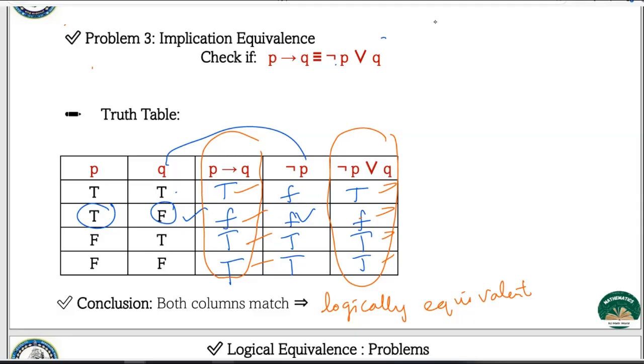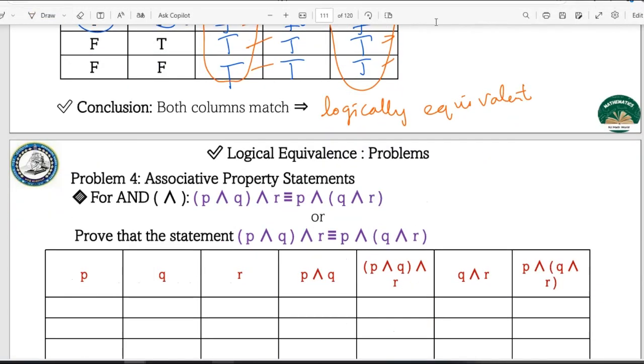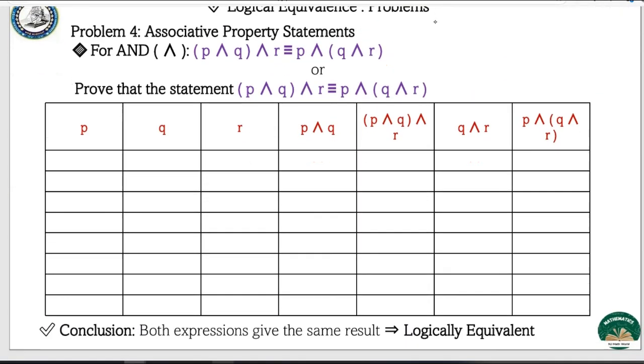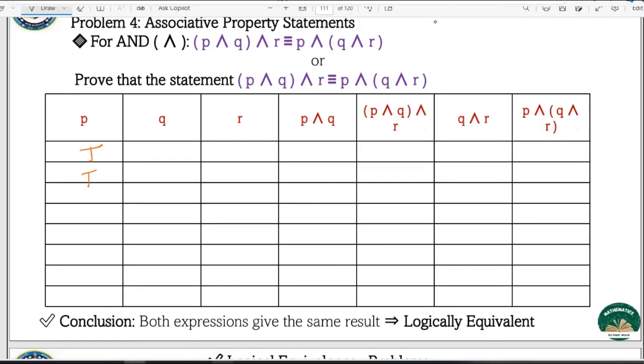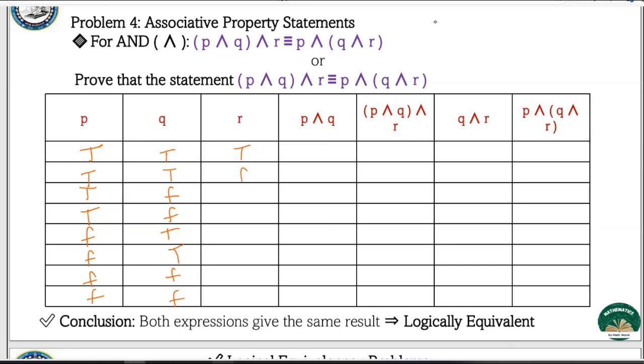So next we have to prove this statement as logically equivalent. Here it is the associative property. Let me write T four times and F four times, then T two times and F two times, and then T one time and F one time.